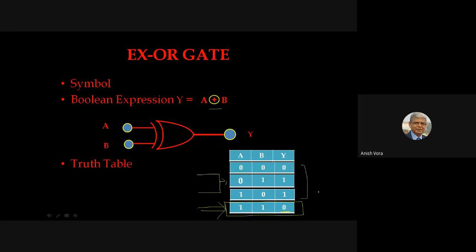So this is how we characterized our XOR gate, right? એનું Boolean expression, એનું truth table, and a symbol, and this is all important. Same way we have another derived gate, that is exclusive NOR gate.